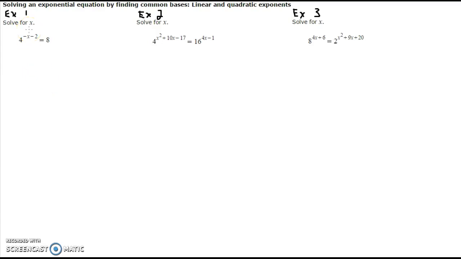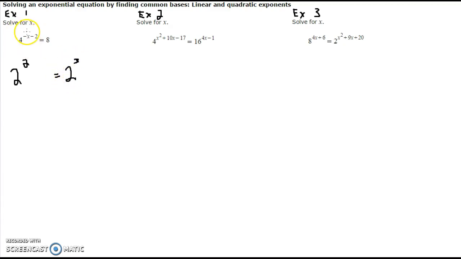Our first step to solving these problems is to make our bases on both sides be the same. So when I look at 4 and 8, I have to think of what numbers to a certain exponent will equal 4 and 8. And so I'm going to use 2 because I can rewrite 4 as 2 squared and I can rewrite 8 as 2 cubed.